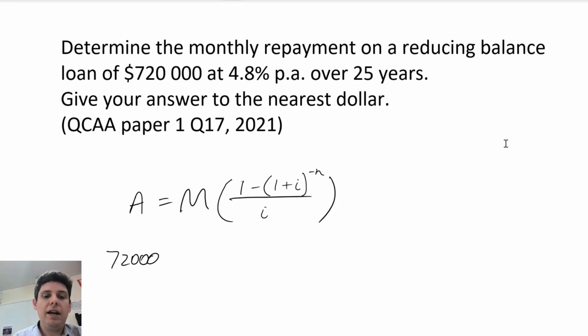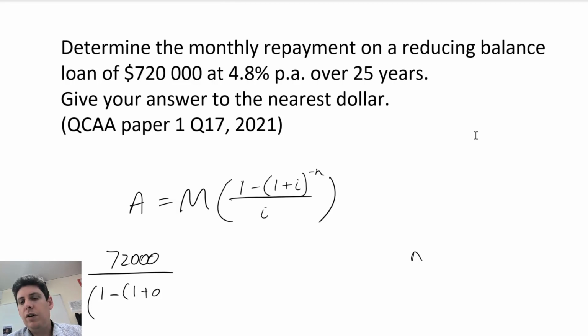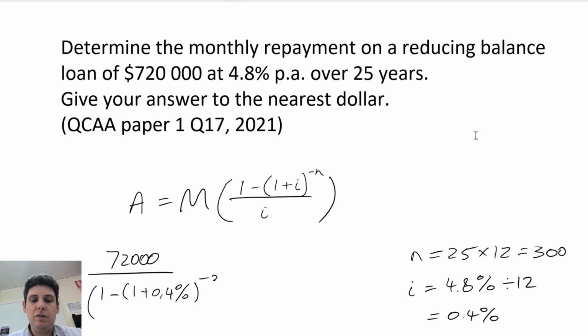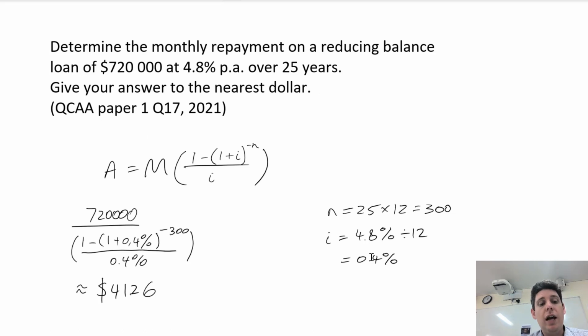So A is that, and we're going to divide by all of this. Again, we have to convert N to monthly, and we've got to convert I to monthly. So substituting in all of this, this is what you end up with, your monthly repayment of $4,126. And this could be useful in real life if you want to figure out what you're going to have to pay to the bank. You can use this method.